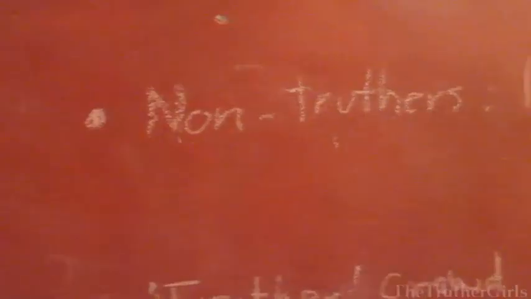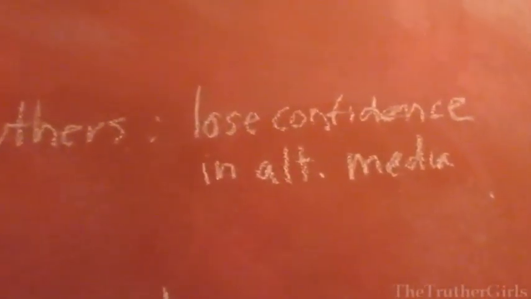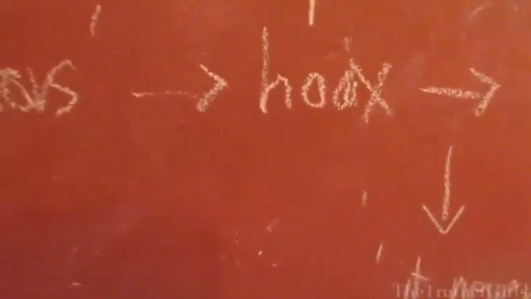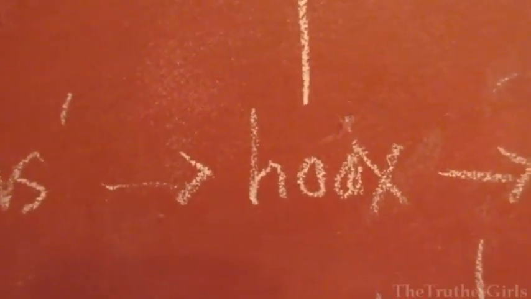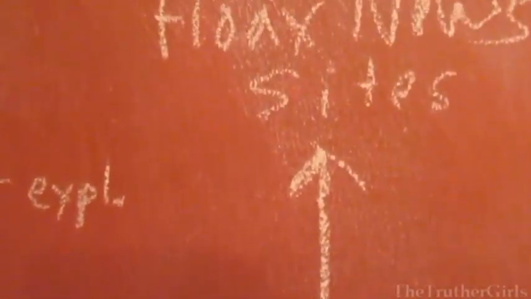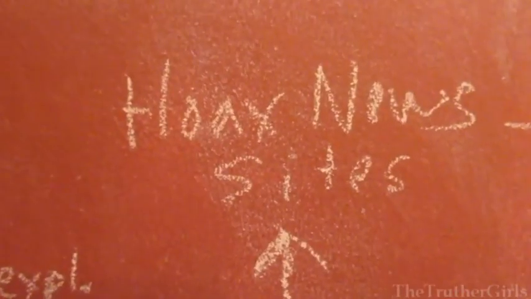Okay, this was the approach taken for the truther crowd, but they had strategies for the mainstream non-truther crowd as well, for them to lose confidence in the alternative media. So as the truthers were going for all these hoax articles that things never really happened, for the mainstream and the internet in general, there was a proliferation of hoax news sites.